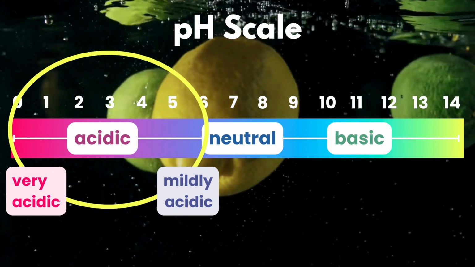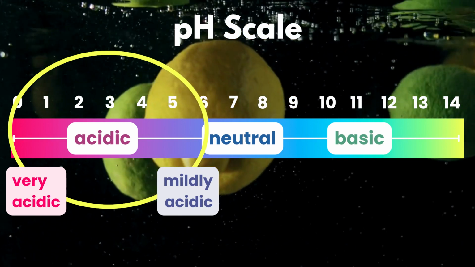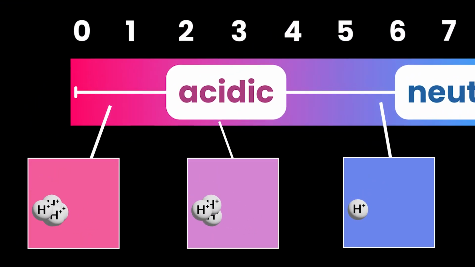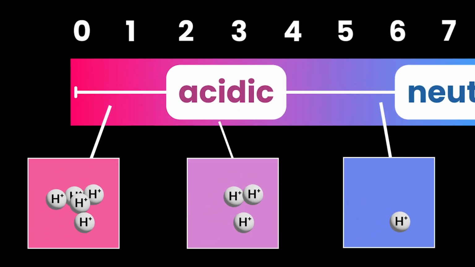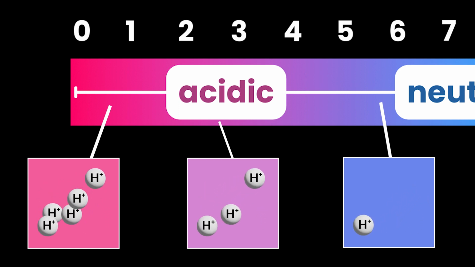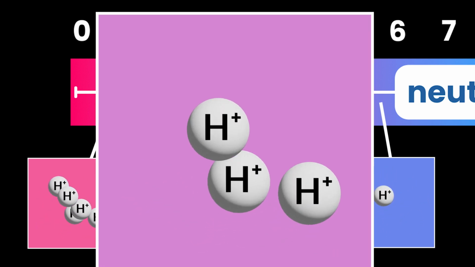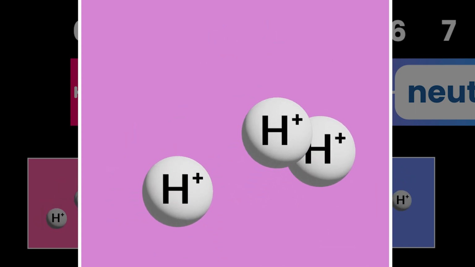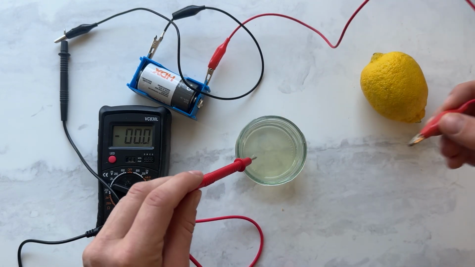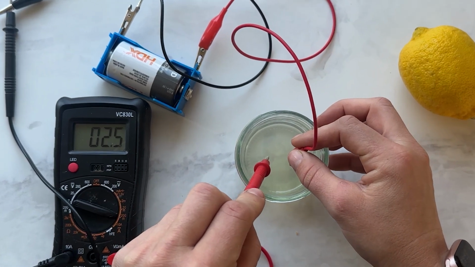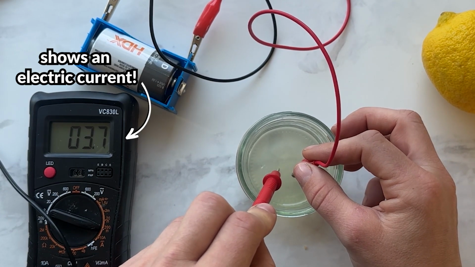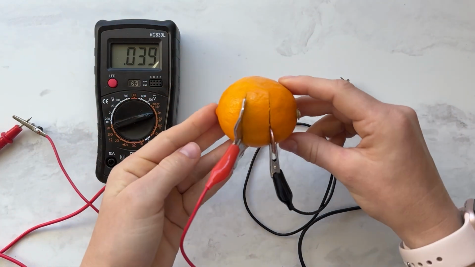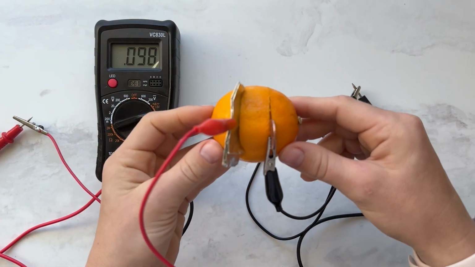But what actually is pH? pH is measuring the concentration of hydrogen ions in a liquid or in a solution. Let's break that down a little bit more. Hydrogen ions are hydrogen atoms with a positive charge. We can actually see evidence of these ions, these charged particles, by seeing that lemon juice conducts electricity. It's also the reason behind why the super popular science experiment, making a lemon battery, works.